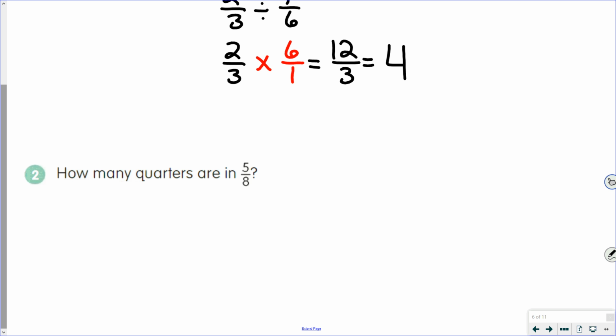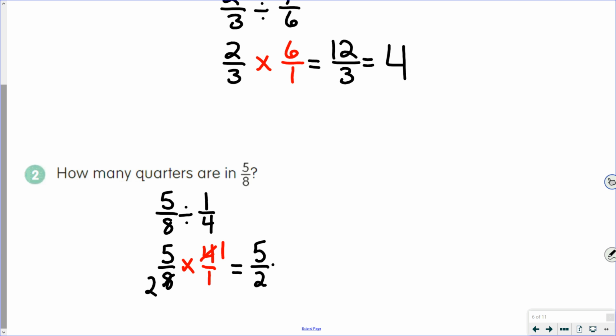So number 2, we want to figure out how many quarters there are in 5/8, which means we're going to start with the 5/8. We're going to divide that by 1/4. So once again, we keep, times, turn. 4 becomes 1. 8 becomes 2 because we're dividing both of those by 4. And remember, you have to use a numerator with a denominator. So that would be 5 over 2, which is 2 1/2.